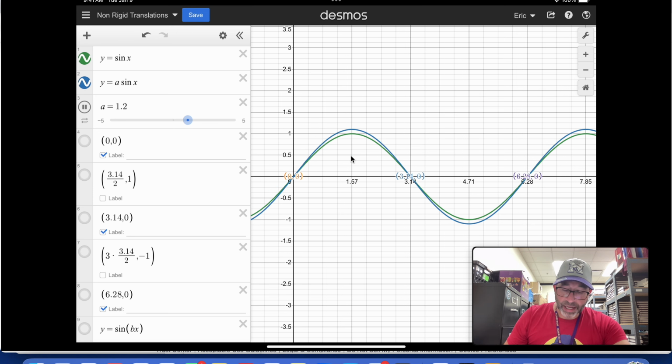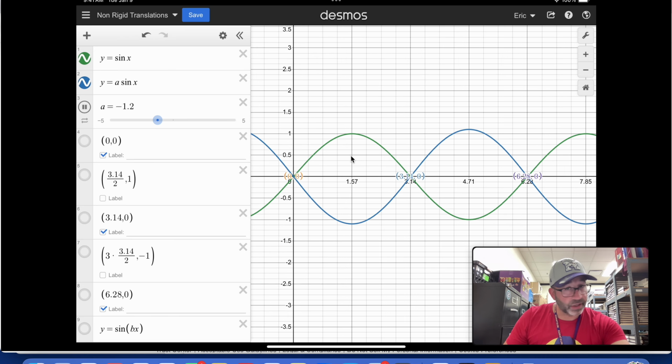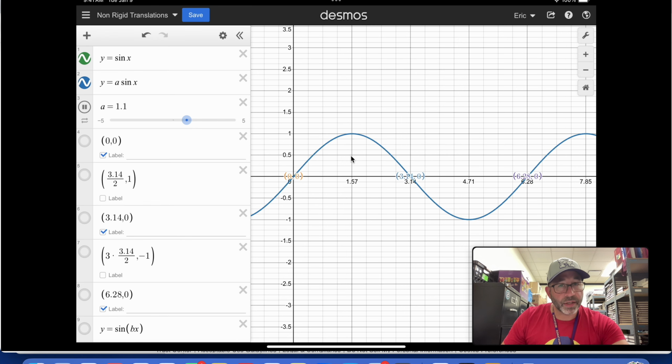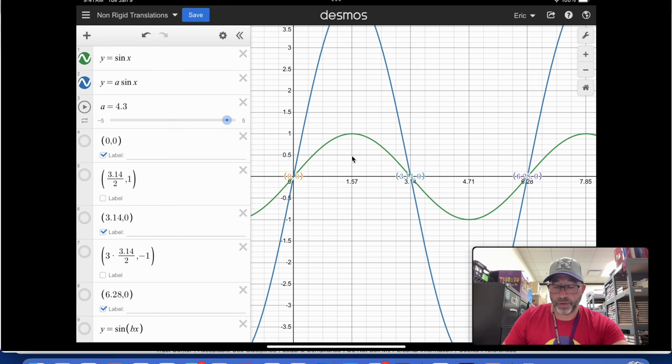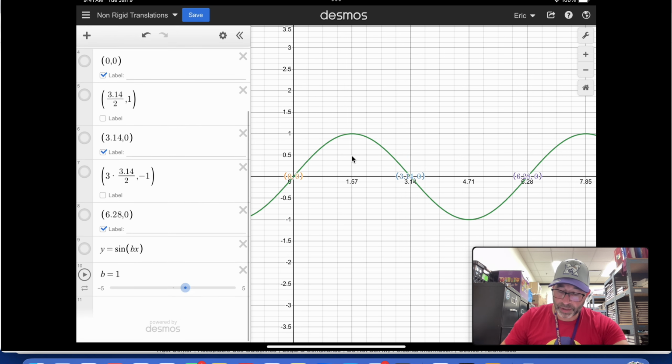When I animate this, you can see it's shrunk. I'm sorry, it's stretched. Now it's shrunk. It gets reflected because A is negative, and then it gets shrunk and then stretched, and so on and so forth, okay? So this is a vertical stretch and shrink. Now I'm going to pause this one. Let's go up to the next one.